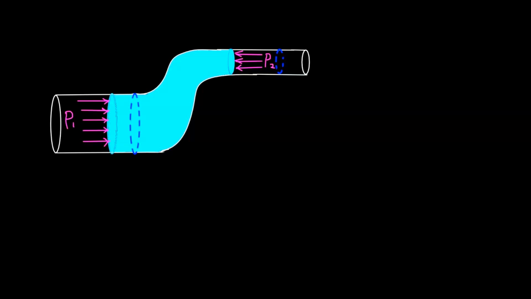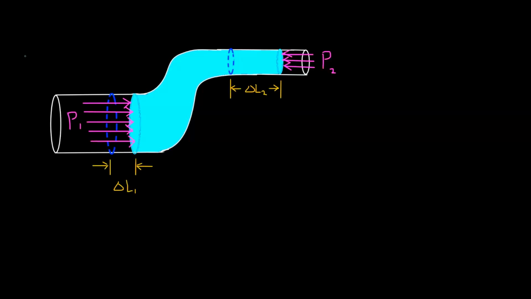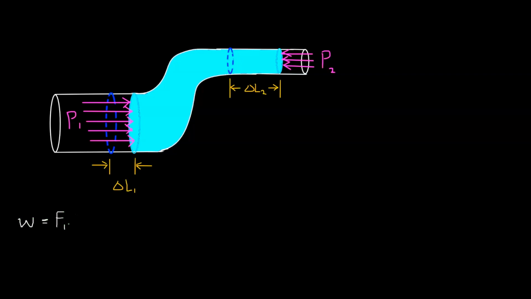So as the parcel of fluid moves towards the right, the pressure P1 pushes it through a distance delta L1, and simultaneously the pressure P2 pushes against it in a direction opposite its direction of motion through a distance delta L2. The work done on this parcel of fluid in the direction of its motion is therefore F1 delta L1 minus F2 delta L2. F2 is negative because it opposes the fluid's displacement.